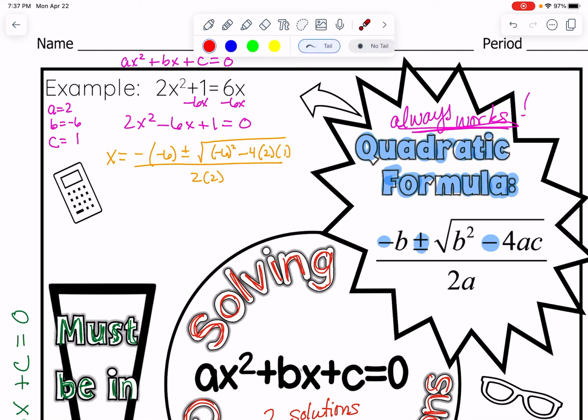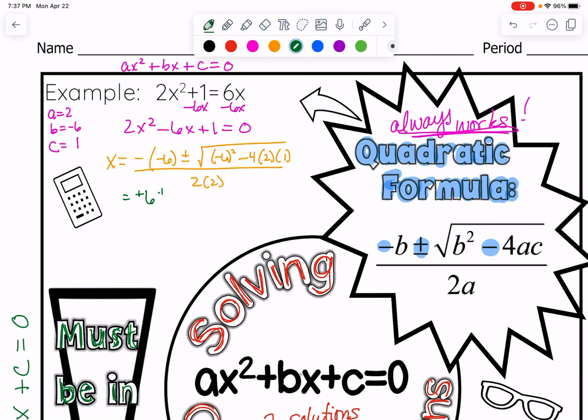Now, there is no plus or minus key on your calculator. You just have to do the problem twice, once with an addition sign and once with a subtraction sign. So let's simplify everything else first. First of all, minus minus 6, that becomes plus 6. I'm just putting the plus there so that we can keep track of why the sign changed. You don't have to, although it's a good idea because it keeps track of why the sign changed. Then it's plus or minus. And then we have the square root of 36 minus 8.